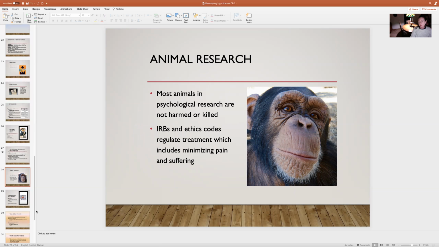So there is pain and suffering of being held in a cage. There is pain and suffering being subjected to all kinds of different kinds of stimuli. So even in psychological experiments, we do have problems with animal ethics, and we do need to be very careful to minimize pain and maximize the benefits of the studies.